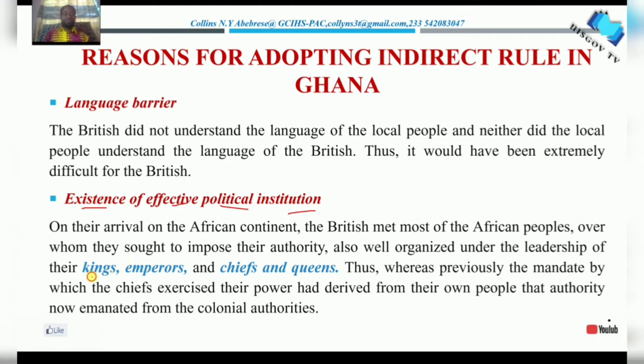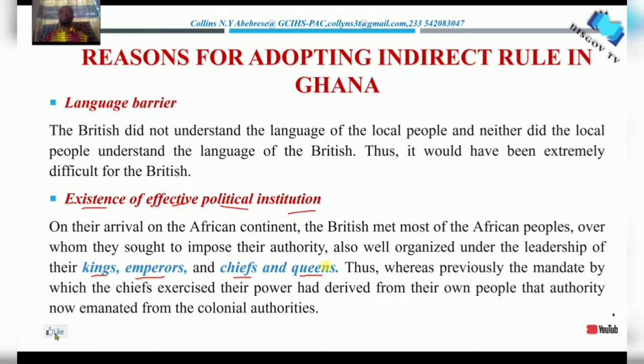Some of these African states were ruled by kings, some by emperors, others by chiefs, others by queens. To give you an example, Asante had a well-organized political system with a king who ruled, and under him were many other kings. You go to the Yoruba, you go to the Dahomey states, they all had well-planned political systems. So the whole idea is that the British did not want to destroy the already existing political system. They wanted to maintain it, so that they could rule the people through the chiefs.